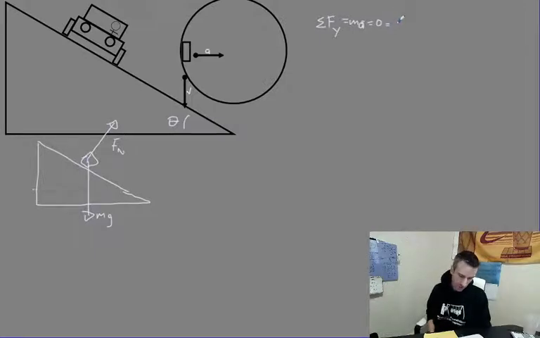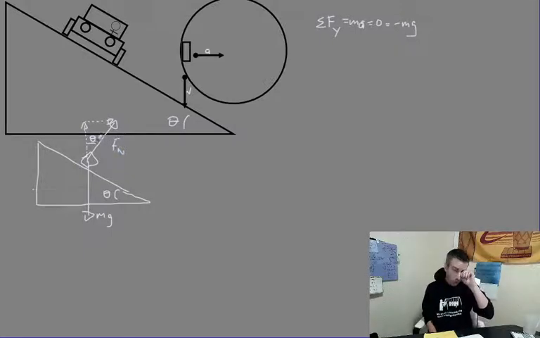And so what else can we say about that? So we have mg acting down, so I'm going to say that's a negative mg. And then what forces do we have acting up? Well, let me break the normal force down into its x and y components. Okay? And so what you should recognize is that if this is angle theta here, then this should also be angle theta here as well.